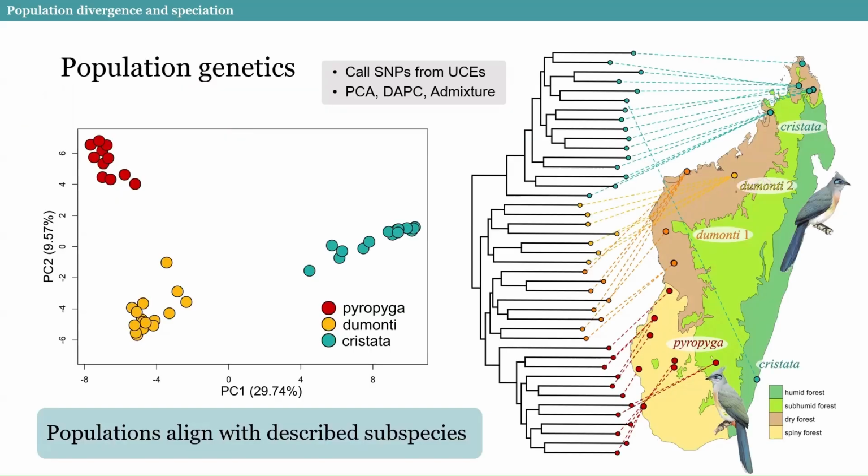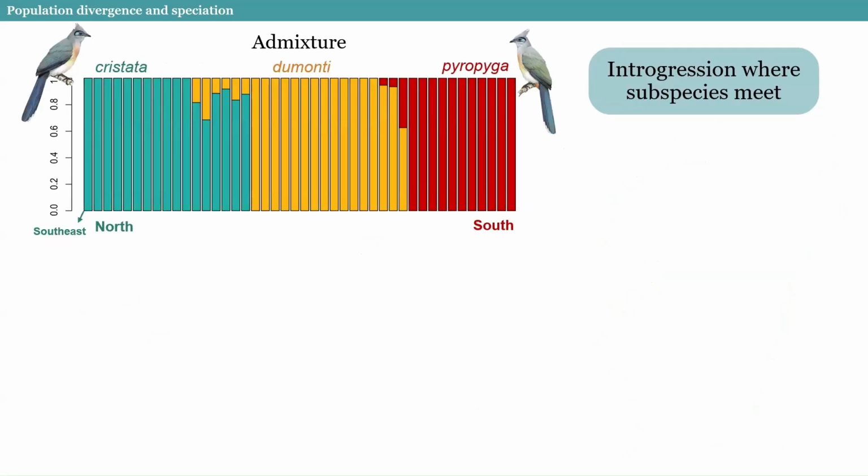So the populations are pretty well differentiated. They do align with these previously described subspecies. But we also found that even though they are quite genetically distinct, there's also some pretty clear signals of introgression. So there has been some hybridization between these different populations.